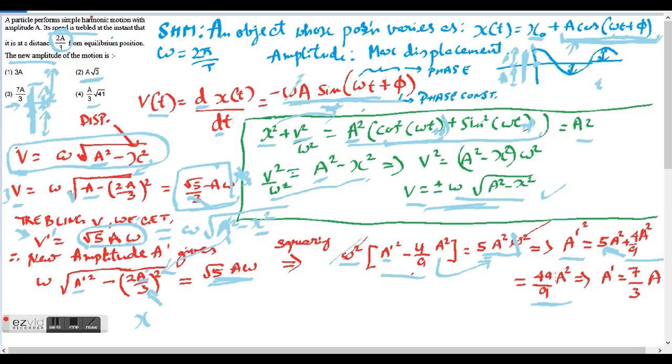So the new amplitude squared is this much, right? So the new amplitude will be the square root of this quantity, which is the square root of 49 is 7, the square root of 9 is 3, and then a squared is just a. So the new amplitude is 7 by 3 times a, which is the third option right here. So this is how you solve the question.